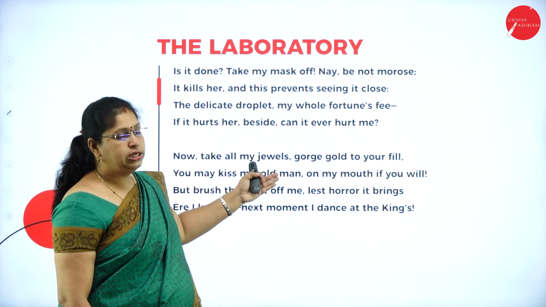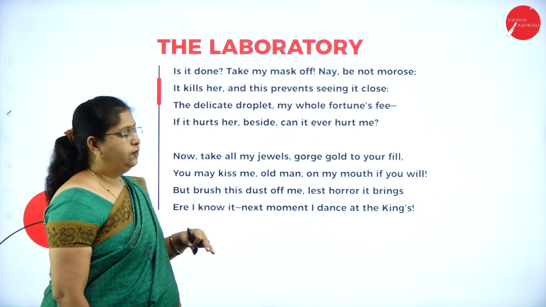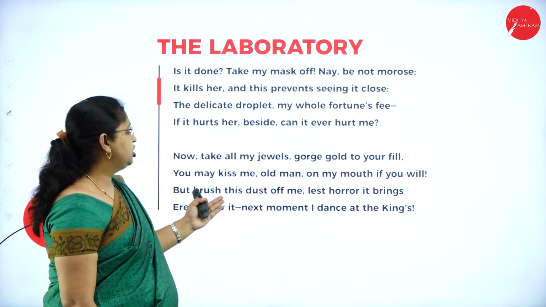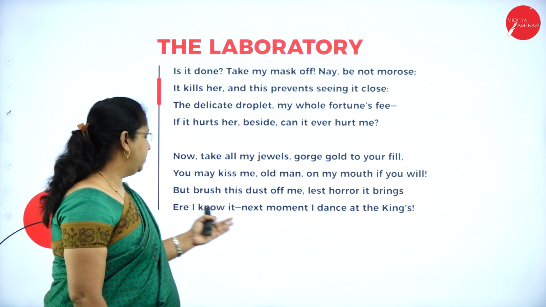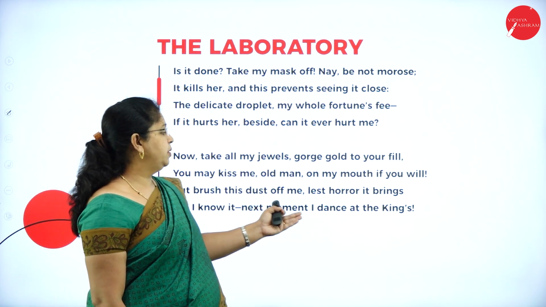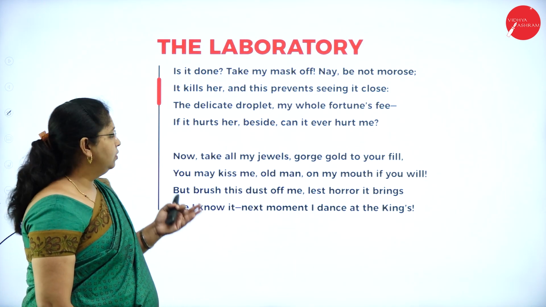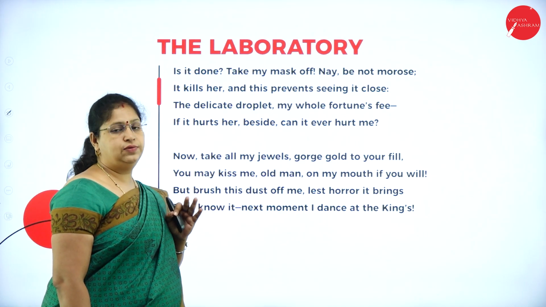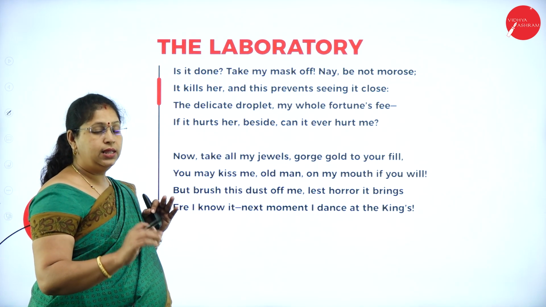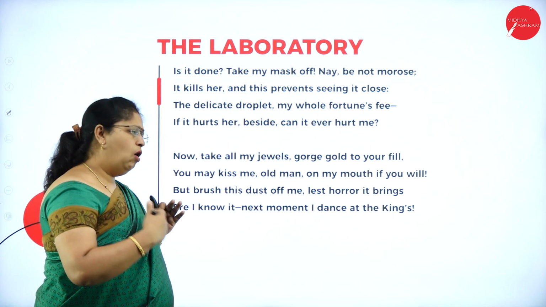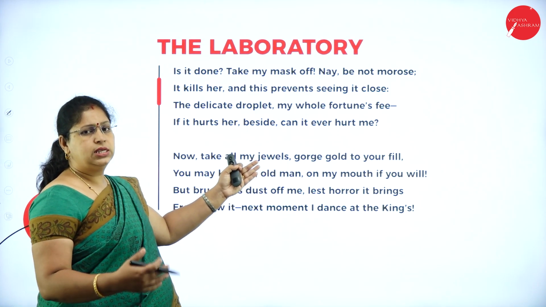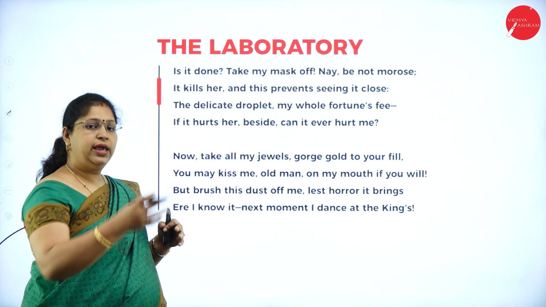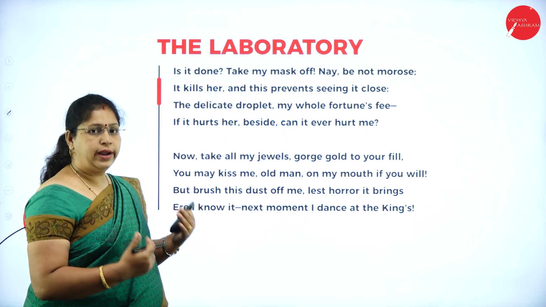Now take all my jewels, gorge gold to your fill. You may kiss me, old man, on my mouth if you will, but brush this dust off me, lest horror it brings. Ere I know it, next moment I dance at the king's. So what does she say here in the last stanza? Now take all my jewels. So as you have prepared the poison, as fee for that, you take all my jewels. Whatever gold, silver I have, you take all those jewels. Gorge gold to your fill. So take and fill your treasure with all the gold I have.